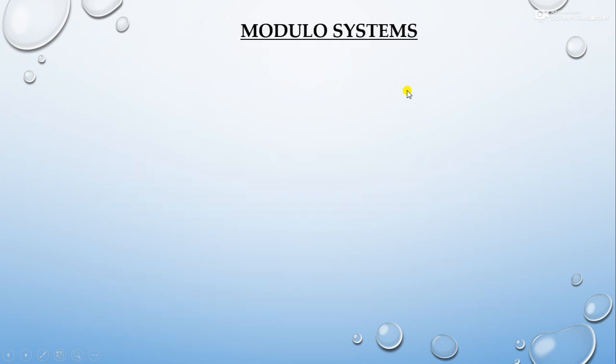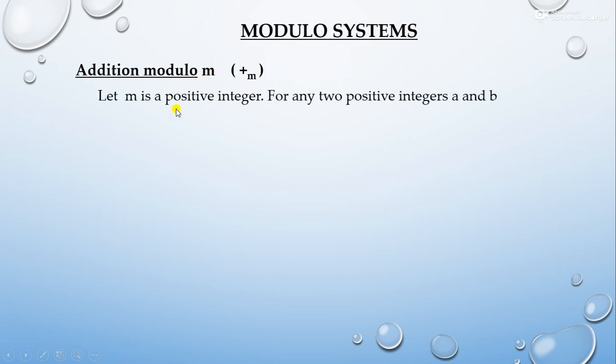Clear? Okay. So now one more thing: to find abelian groups of finite sets, we use the modulo system. So what is the modulo system? First, we have two types of modulo system, addition modulo and multiplication modulo. Now first we have addition modulo, which we represent by plus m. So how to show this?